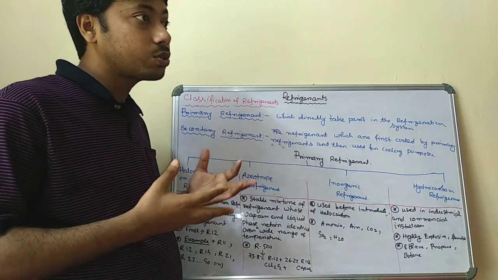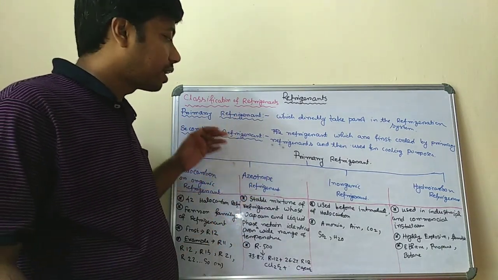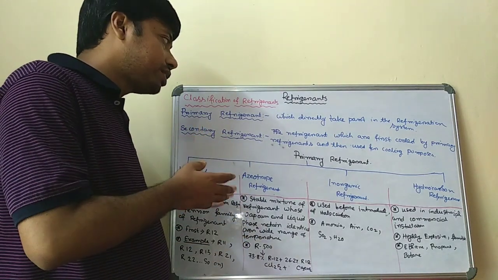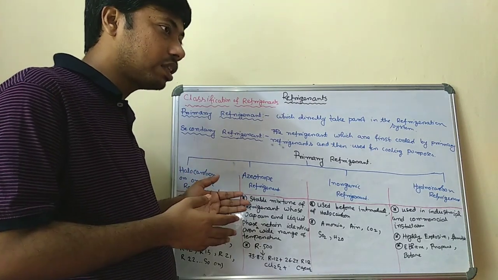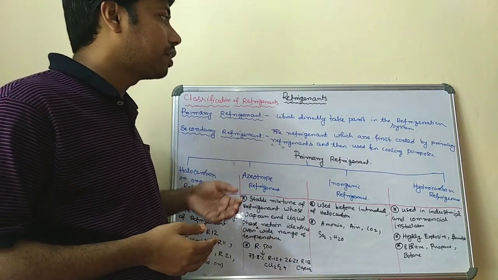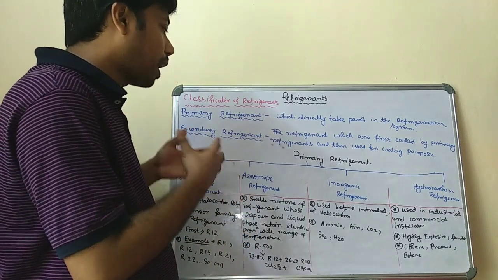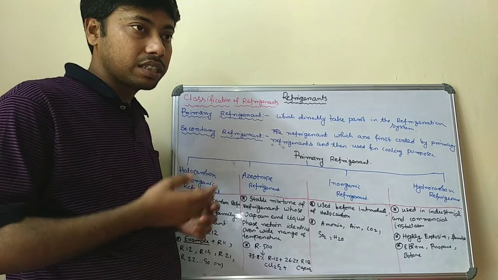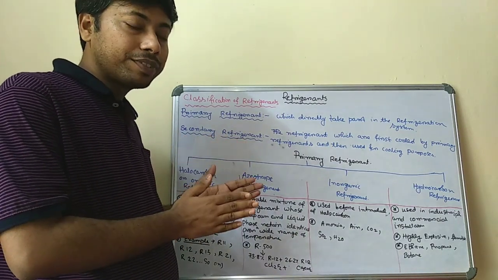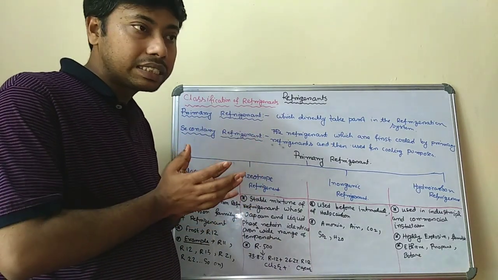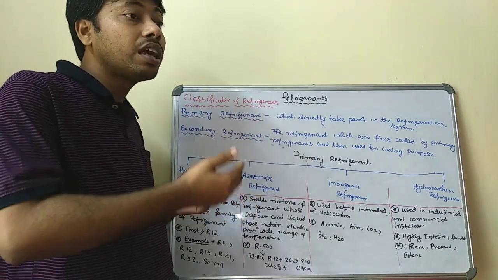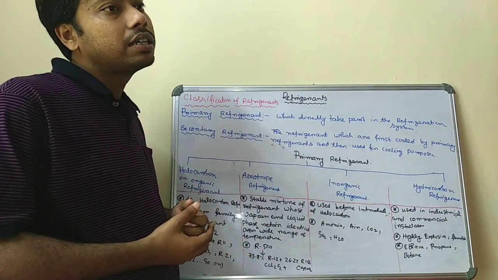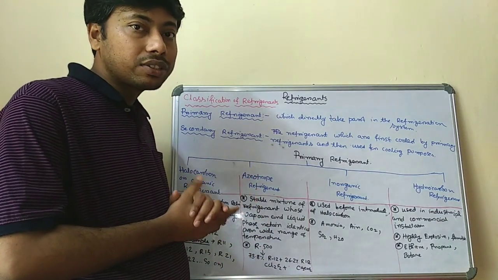And there are some others also, secondary refrigerants. Secondary refrigerants are those which are firstly cooled by the primary refrigerant and then used for cooling purposes. So first of all, we use primary refrigerant to cool in the refrigeration system, and then if you use another refrigerant to cool the system again or extra, then you can use a secondary refrigerant. So that's why it's called secondary.